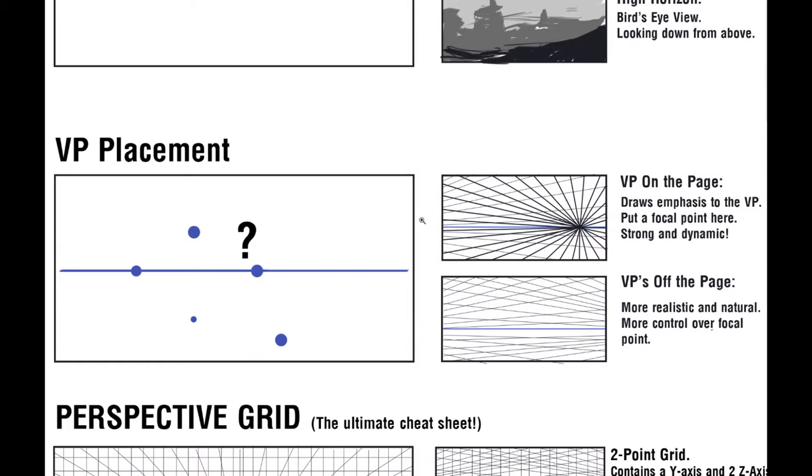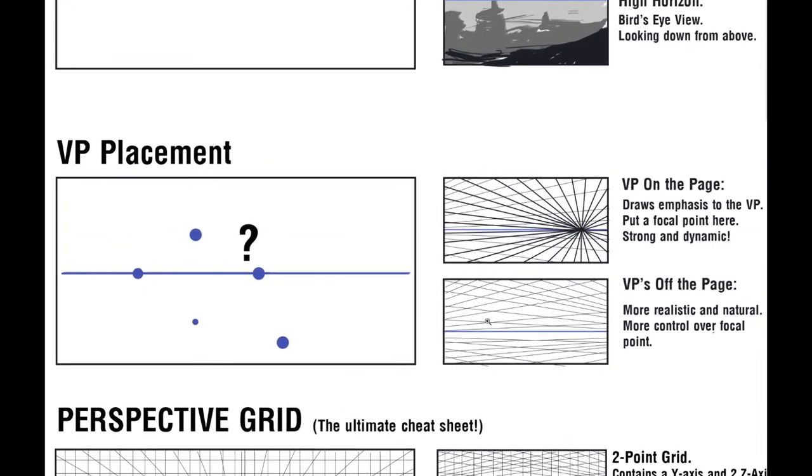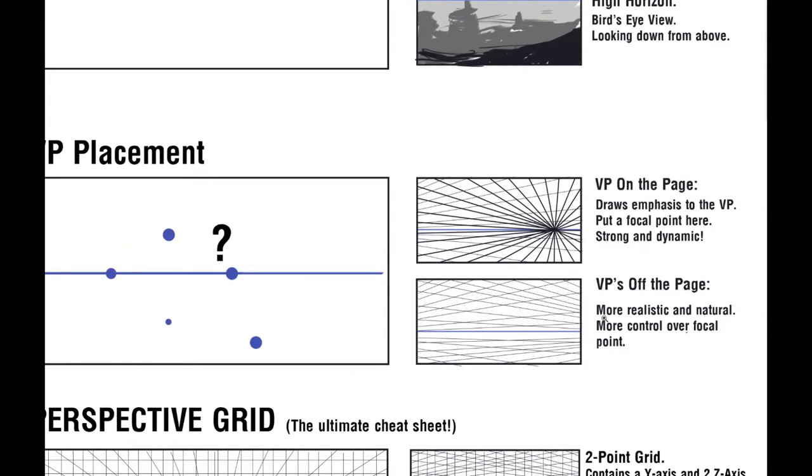But I would strongly recommend that you put another vanishing point way off the page over here so that your angles look more natural. If you put both of your VPs on your canvas, it's going to really look compressed and kind of weird. Another alternative you could do is to put your VPs off of the page. Again, as you space them out, your angles look a little bit more natural, and it gives you more control over where you put the focal point in the piece. It's really up to you and what your goals are.